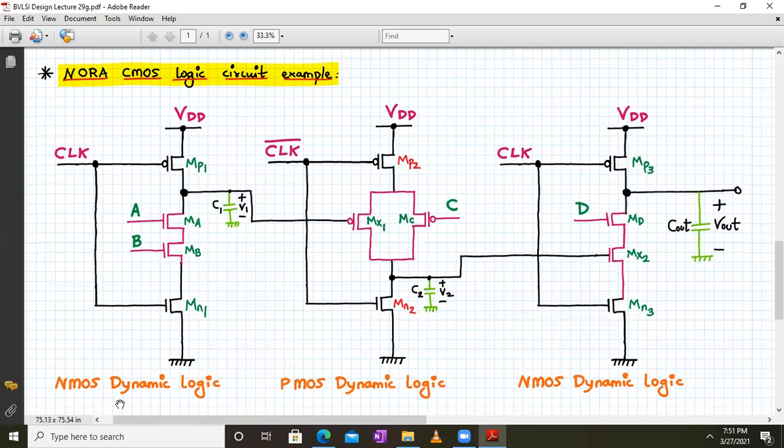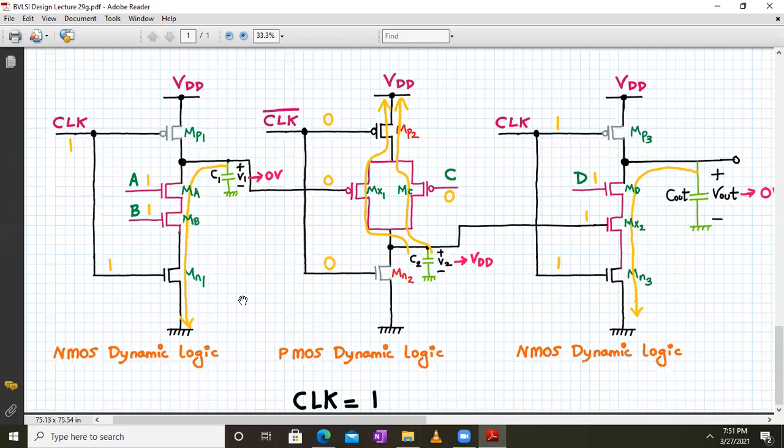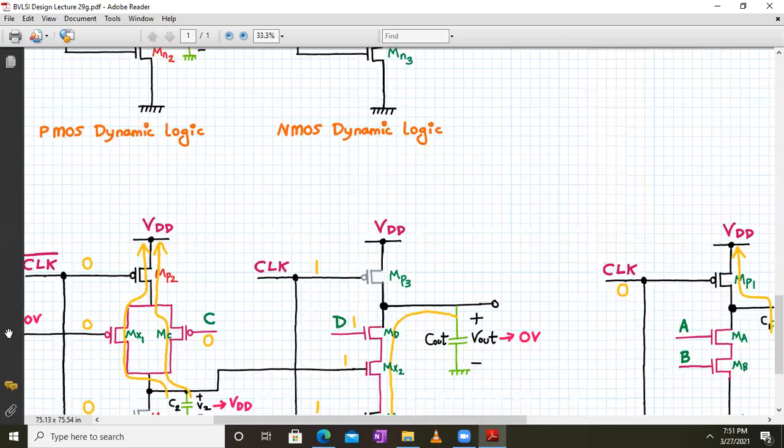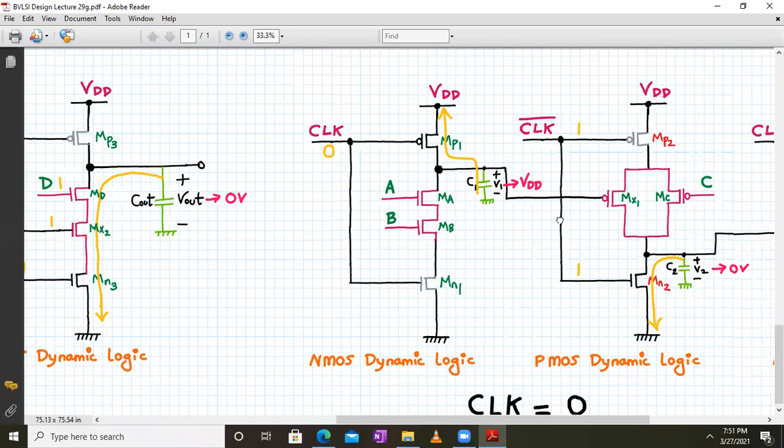So we have this NORA logic, NP logic. So first is the NMOS dynamic stage, followed by the PMOS dynamic stage, again followed by the NMOS dynamic stage. So let us consider some examples. First we'll consider when the clock is 0.